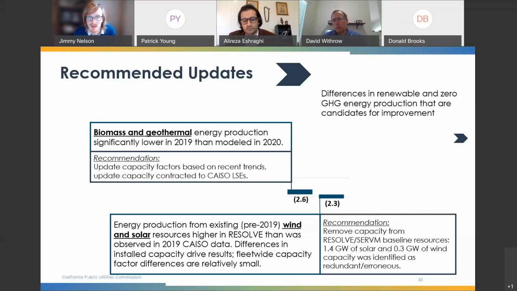One other thing that was already highlighted by Patrick in the SERVM presentation prior to this one is that we identified some wind and solar resources that appear to be redundant or erroneous. That was providing too much solar and wind generation in Resolve and SERVM. And so the recommendation is to remove those. We have specific resources that we have recommended to remove. If you did so, you would see a roughly 2.3 million metric ton increase in emissions from Resolve or SERVM, plus or minus. Next slide.